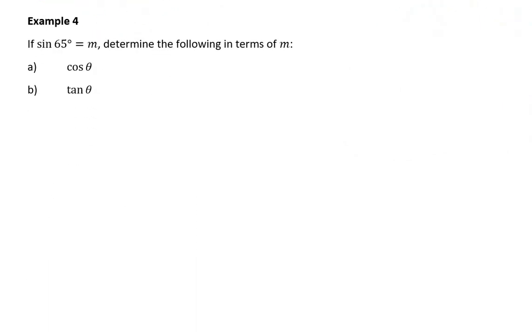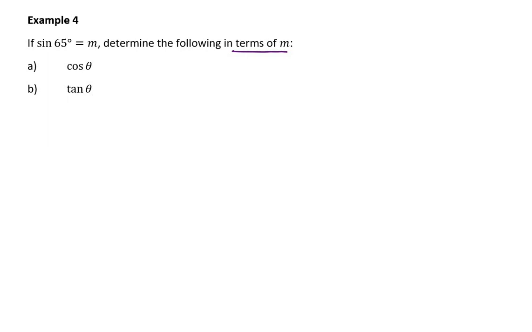Right, 2 more, a little bit more interesting questions to go. Examples 2 and 3 are your classic Pythagoras type questions, so let's look at some more interesting ones. If sine of 65 equals m. They haven't told me what it equals. Determine the following in terms of m. In an exam it'll probably also say without a calculator.